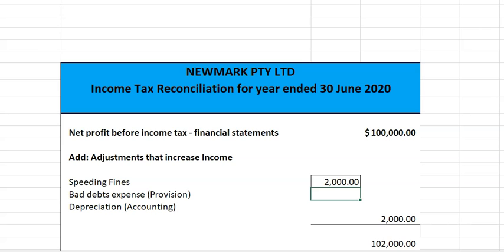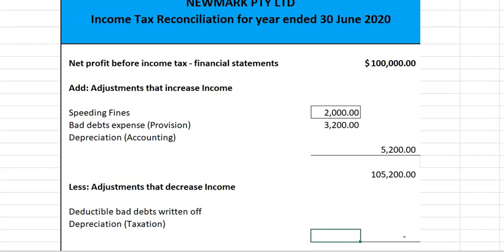We will now add back the bad debts for accounting purposes. That's the provision for bad debts. We will take off the bad debts that have been written off during the year. They're tax deductible. Now we have another video that explains bad debts on our website. So let's enter the $890 of bad debts written off. So with a provision, like bad debts, we add back the accounting provision, then we take off the amount that is allowed as a tax deduction.